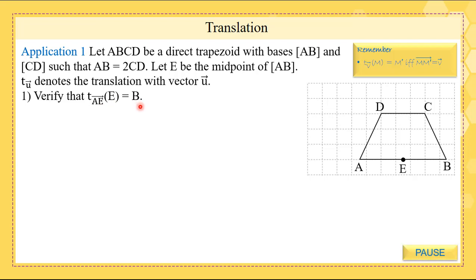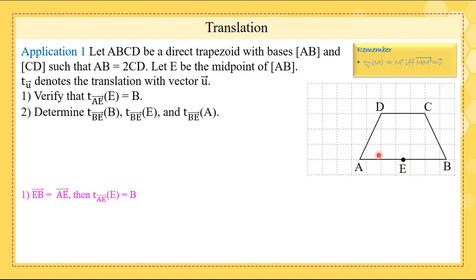Try to answer it. In fact, EB vector is equal to AE vector, and the translation of the point E by vector AE must be the point B. Part 2. Determine translation of the point B, translation of the point E, and the translation of the point A by the same vector BE. Try to answer it.